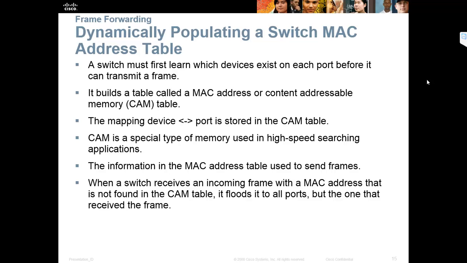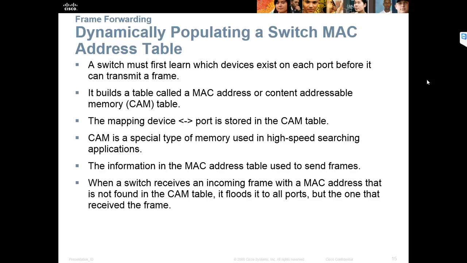So a switch has to learn what ports are in use and what devices are on those ports before it can transmit a frame. It does that by building a table of MAC addresses mapped to what addresses are on what port. That is called a CAM table. CAM is a special type of memory that is used in switches for high-speed searching.